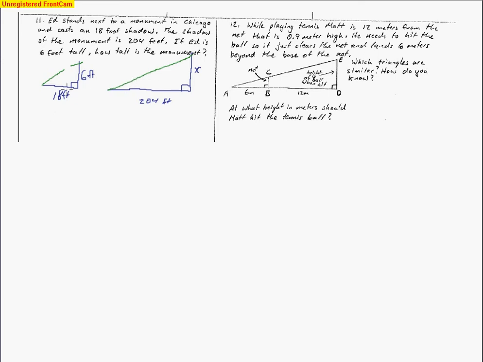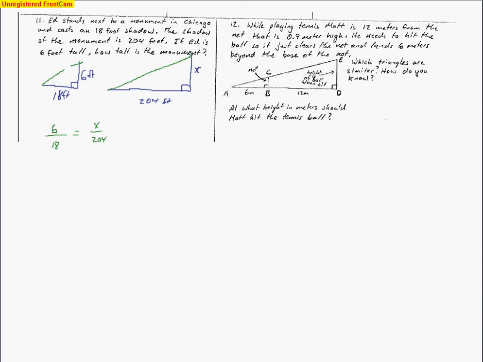So what we're going to end up doing is we're going to set up a ratio, and you can set it up a number of different ways, but I'm going to do it this way. I'm going to do 6 to 18, and then since I started with the 6, that's the height. That means I need to start with the height of the monument. So I'm going to do x is to 204. So basically what I'm doing is the height to the shadow, height to the shadow. As long as 18 and x are diagonal from each other, it will work out.